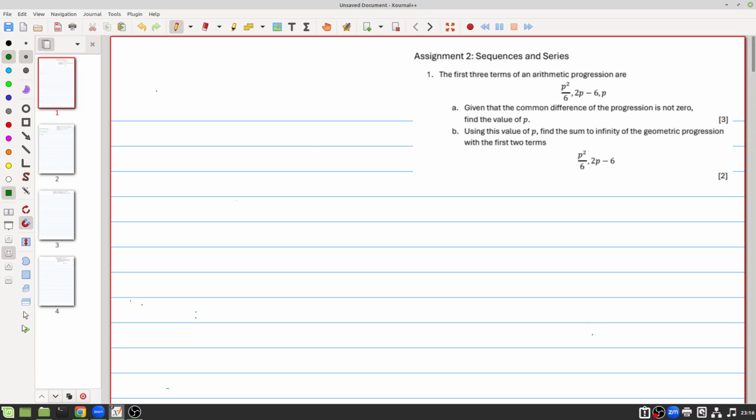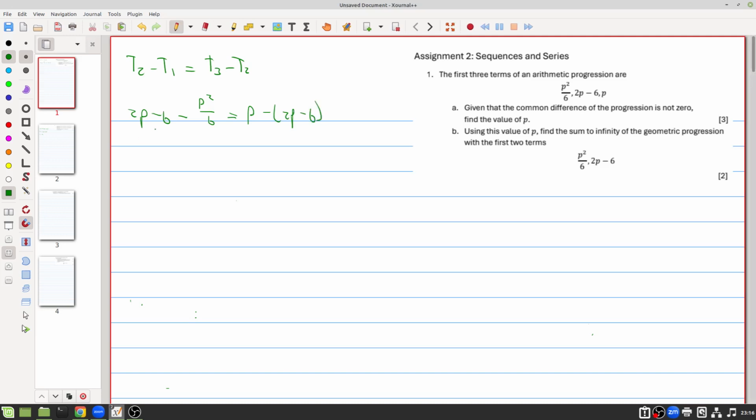So for an AP, we know term 2 minus term 1 is equal to term 3 minus term 2. So we'll just plug those values in. Term 2 is 2p minus 6, minus term 1, which is p squared over 6. And that has to be equal to term 3 minus term 2.